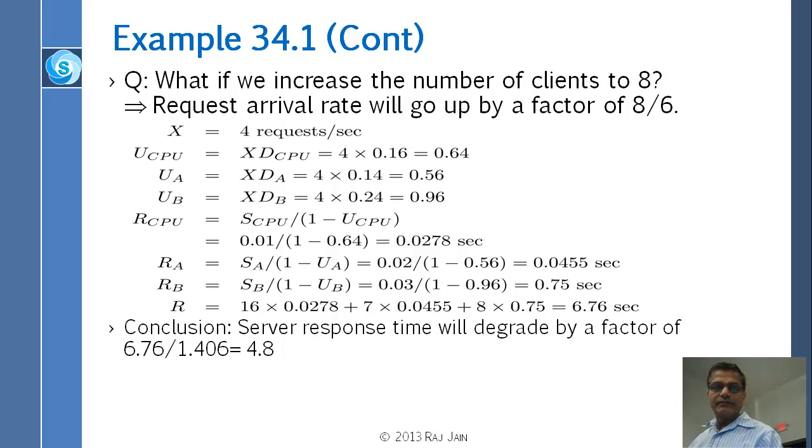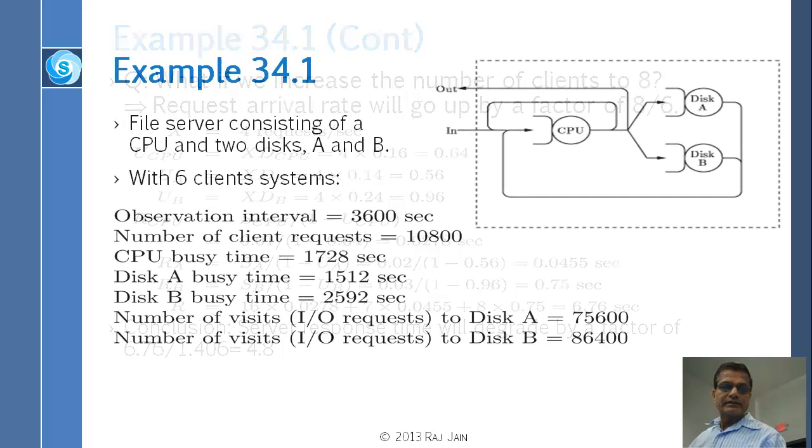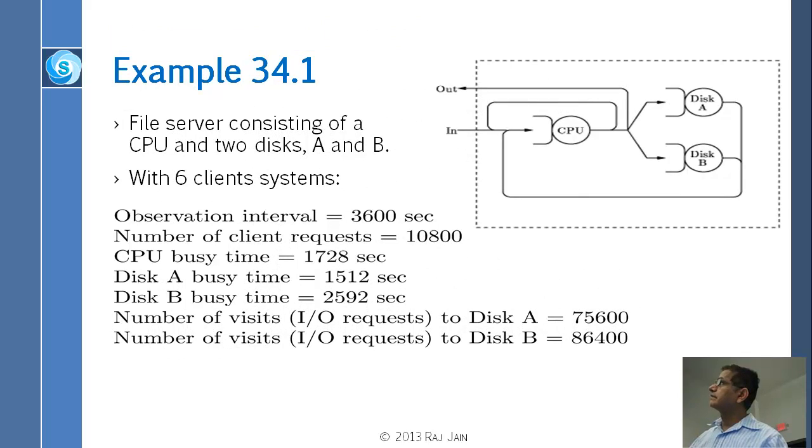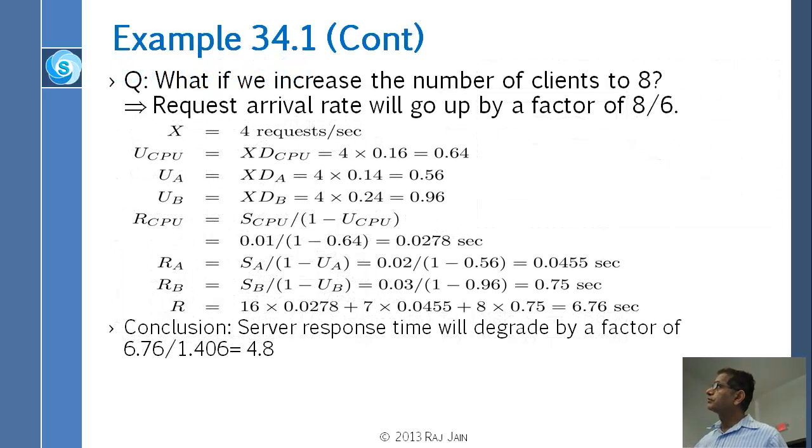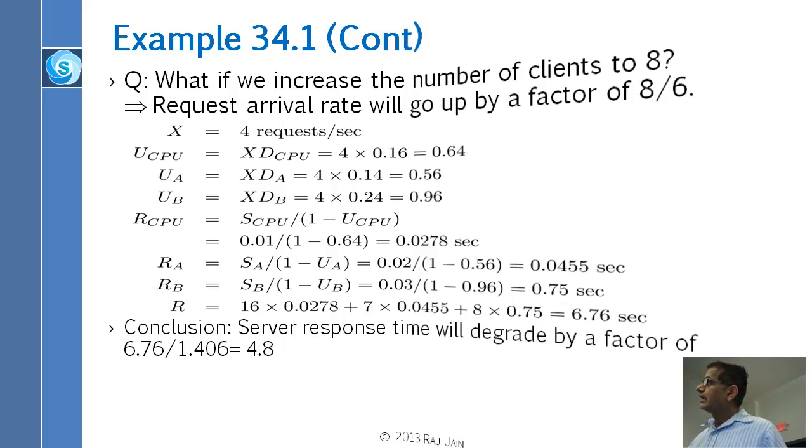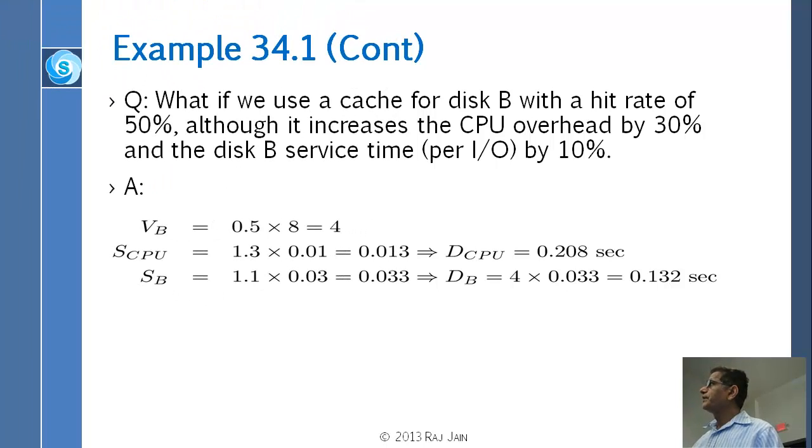So previously, the number of clients was 6 for whatever reason, right? Now we are going to go to 8. And so the arrival rate will go up by a factor of 8 by 6, and you can do the calculations similarly. And then your conclusion would be that it will degrade by whatever number. So you can do the calculations for any number of users.